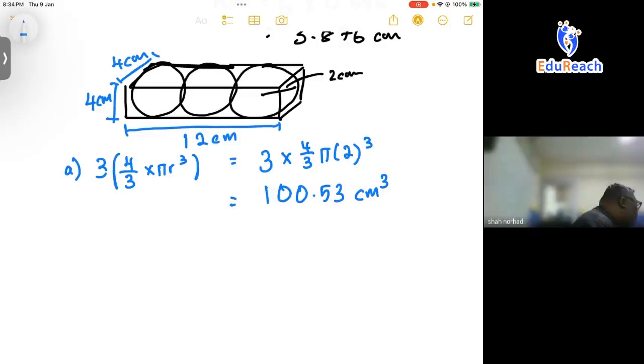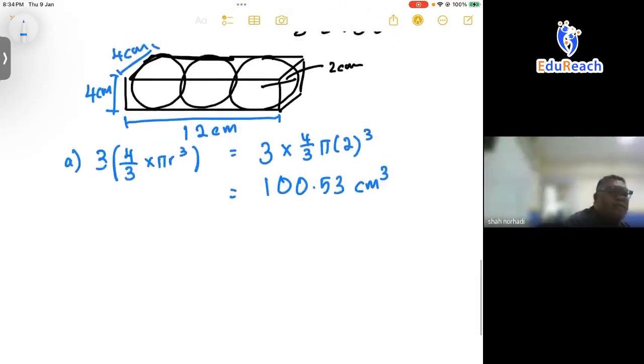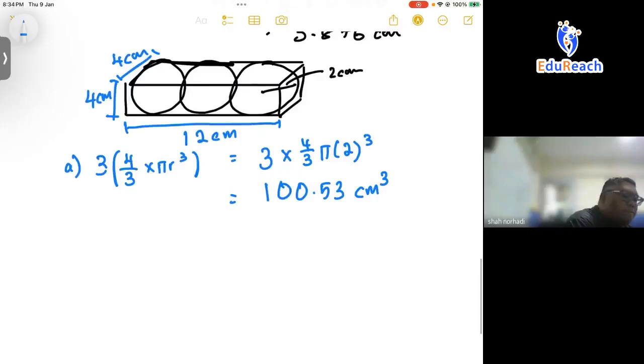Now after that, they ask you to find the total surface area of the rectangular box. There are a few methods to do it, but because this is a rectangular box, I'll take 12 times 4, then times 2 for front and back. Then I plus 4 times 4, then times 2. Then I plus the bottom, which is also 12 times 4. The 12 times 4 can be times 4.